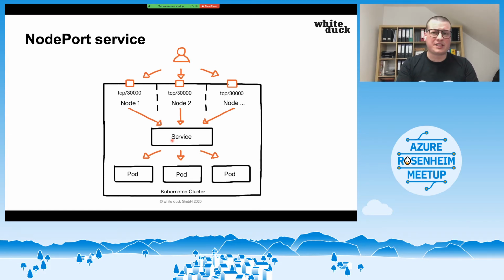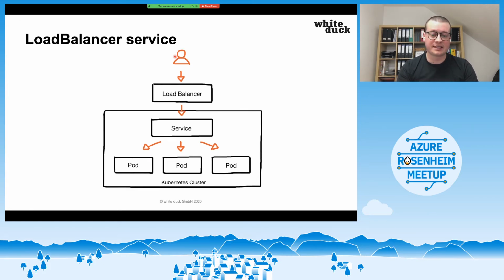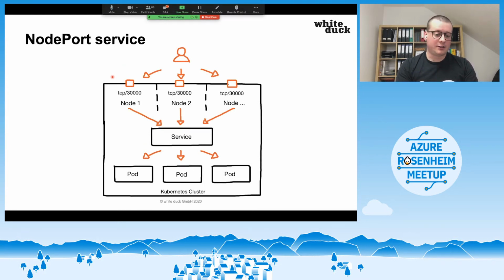But it's still not the best option because we use high ports. We somehow have multiple entry points, so we need to think about load balancing, traffic management, and so on. So it's not a nice option to expose a service to a user itself. So we need something better. And there's something better. Most of the time, we will also act with this kind of service, the load balancer service. But the load balancer service is basically the same as the NodePort service.